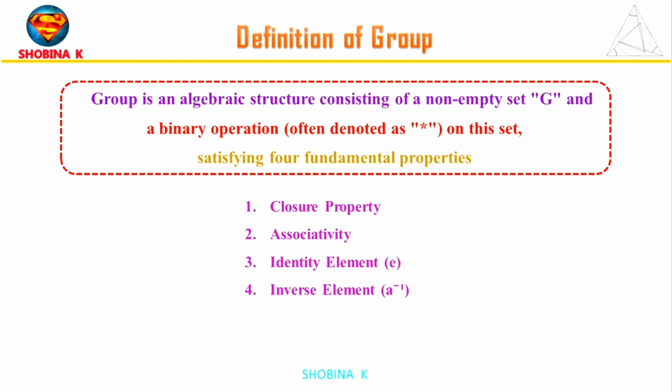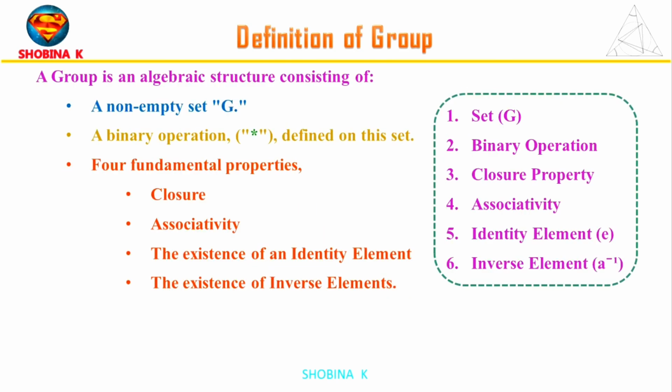The four fundamental properties are closure property, associativity, identity element e, and inverse element. These four properties collectively define the algebraic structure known as group. If a set, an operation, and these four properties are satisfied, then that structure is considered as a group. Groups have numerous applications in mathematics, physics, computer science, and many other fields, and they play an important role in understanding the symmetry, transformations, and various mathematical structures. Now let's delve into the properties of group.